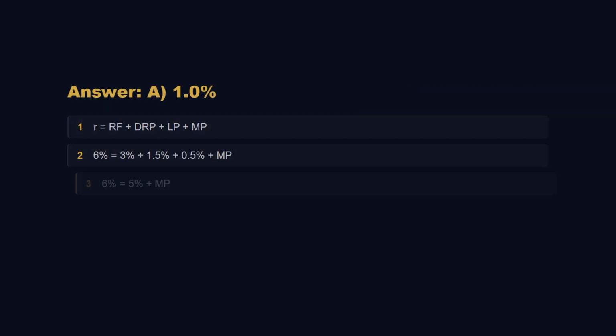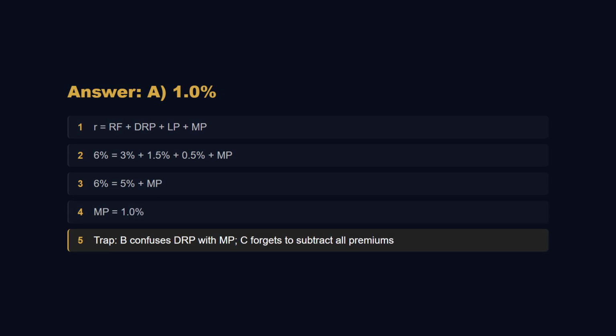The answer is A. 1%. This is simple algebra using the rate composition formula. Required rate equals risk-free rate plus default risk plus liquidity plus maturity. 6 equals 3 plus 1.5 plus 0.5 plus maturity premium. 6 equals 5 plus maturity premium. Maturity premium equals 1%. If you chose B, 1.5, you may have confused the default risk premium with the maturity premium. If you chose C, you probably subtracted only the risk-free rate from 6 and forgot to subtract the other premiums.